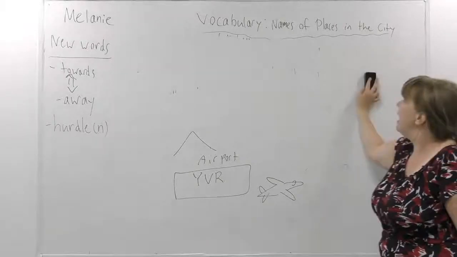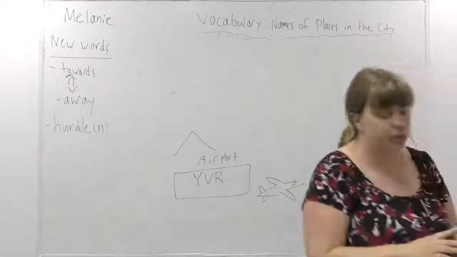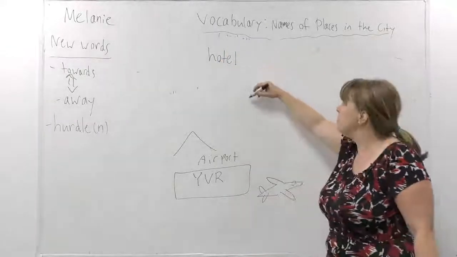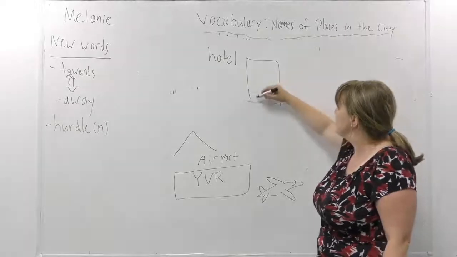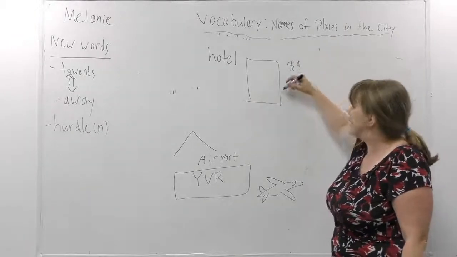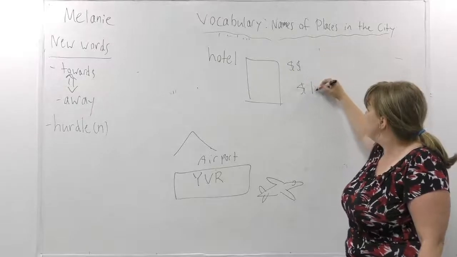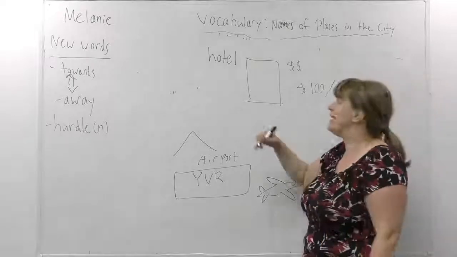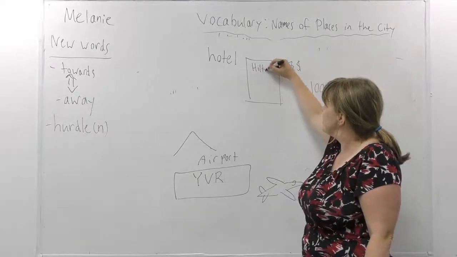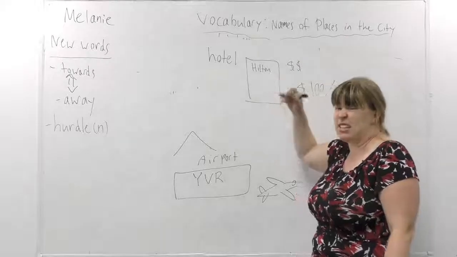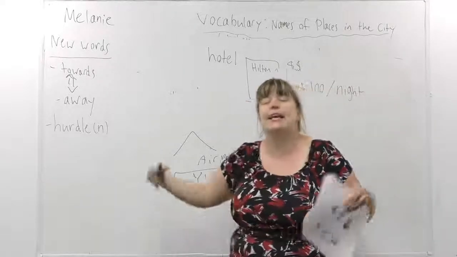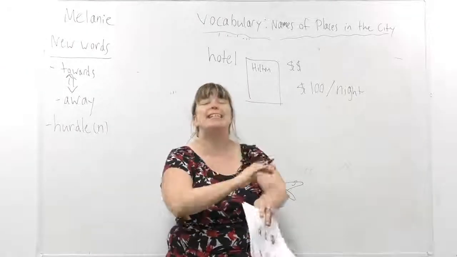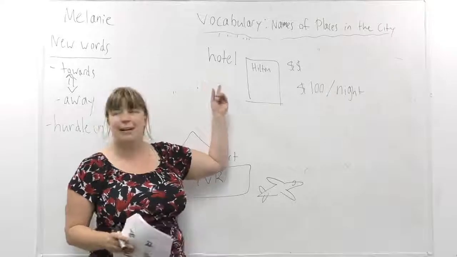Okay. So what is a hotel? You may know this already. A hotel is where you stay for some money. So for example, maybe for $100 per night, you can stay in the Hilton Hotel. It probably costs more than that actually. But usually at a hotel, you get a nice bed, a bathroom, shower, fresh, clean towels. So that is a hotel.